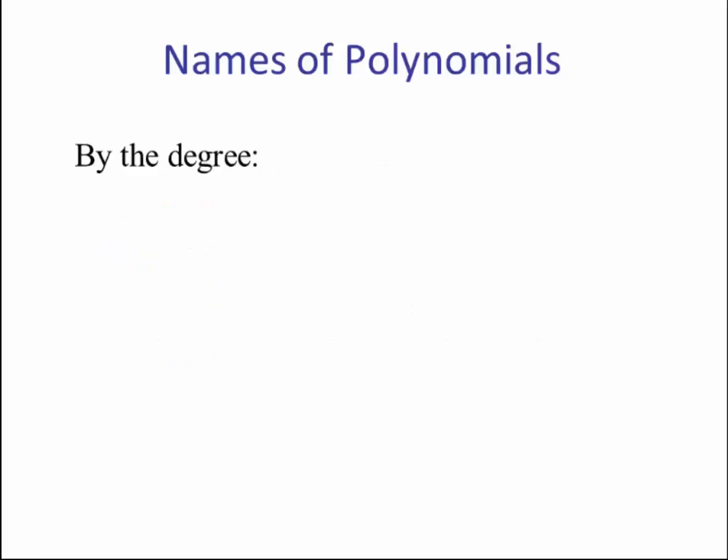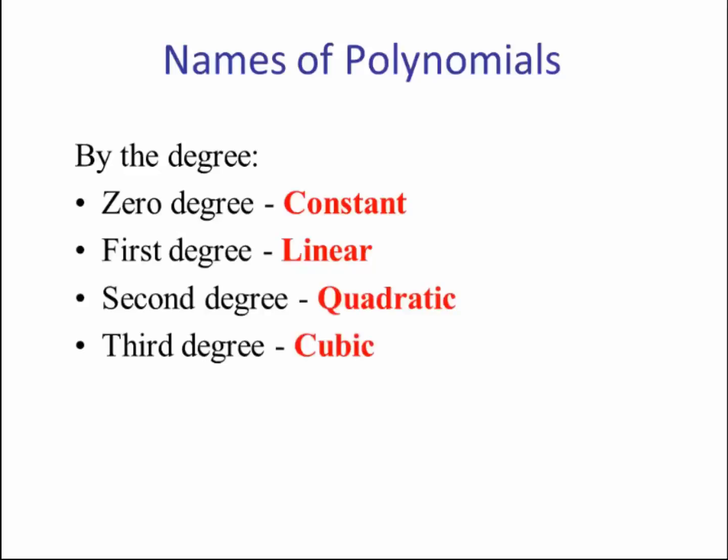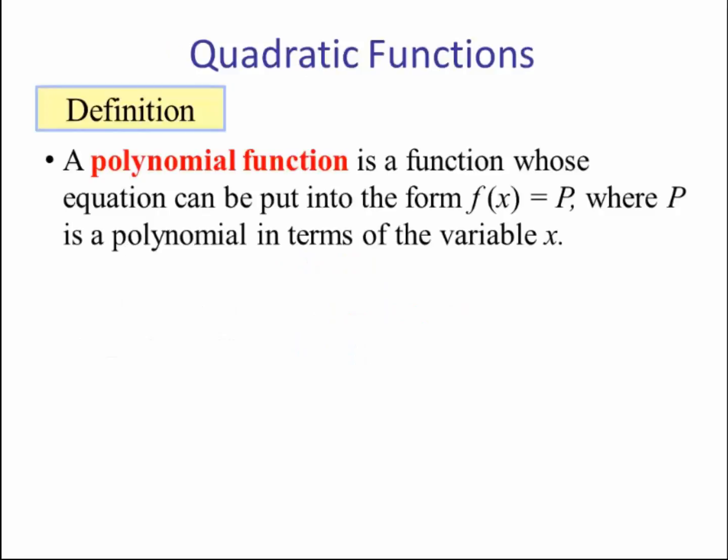If we go by degree, 0 degree is a constant. 1st degree polynomial is a linear. 2nd degree is a quadratic. And the 3rd degree is a cubic. Quadratic functions. Definition. A polynomial function is a function whose equation can be put in the form f of x equals p, where p is a polynomial in terms of the variable x.